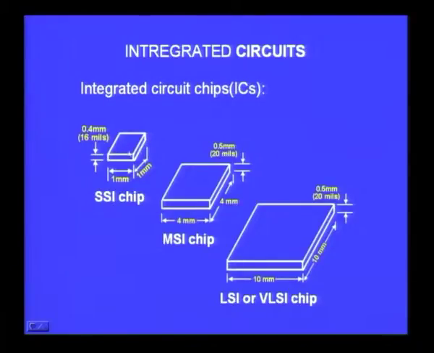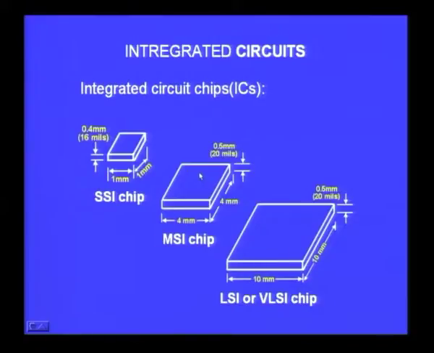But the typical dimensions of such a chip will be, for example, 1 mm by 1 mm square with a very small thickness of about 0.4 mm of silicon. You can also have a much larger number of components integrated into the circuit. When you go to more complicated levels, you get an MSI chip. MSI means medium scale integration, where the number of components can be anywhere between 10 to 100, and therefore you can see the area of the silicon chip also increases. You now have not 1 millimeter but 4 millimeter by 4 millimeter square, and about 0.5 millimeter thickness.